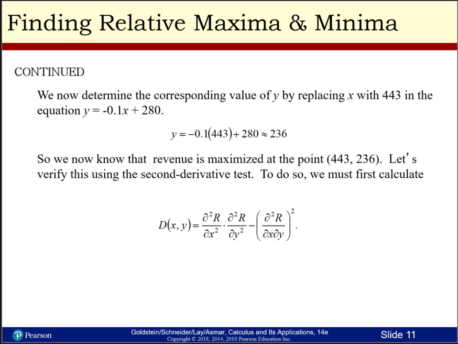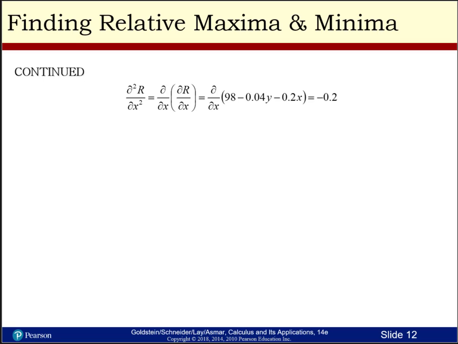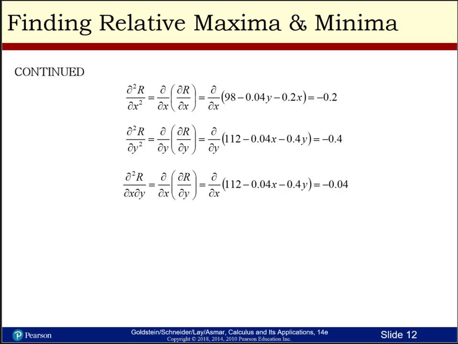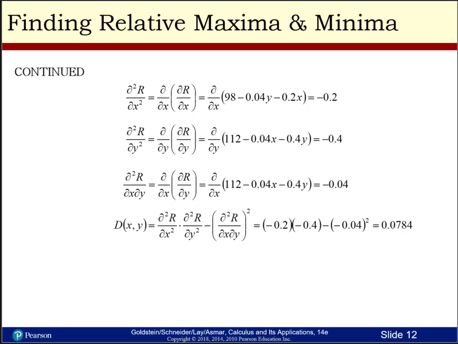So first we're going to have to calculate that capital D of x, y using that definition. So first up is the second partial of R with respect to x both times. Computing that, we get negative 0.2. Then we have to calculate the second partial of R with respect to y both times. We'll get that that's negative 0.4. Then we calculate the second partial of R with respect to y first, then x. We'll get that that is negative 0.04. Plugging that into our definition, we get that capital D of x, y is 0.0784.